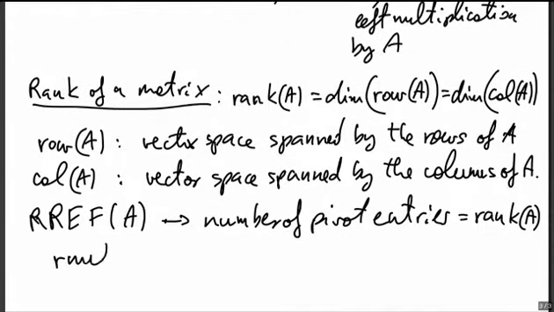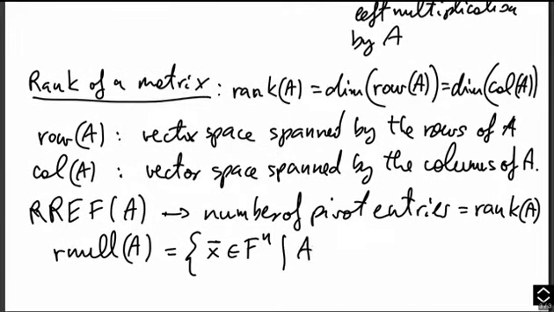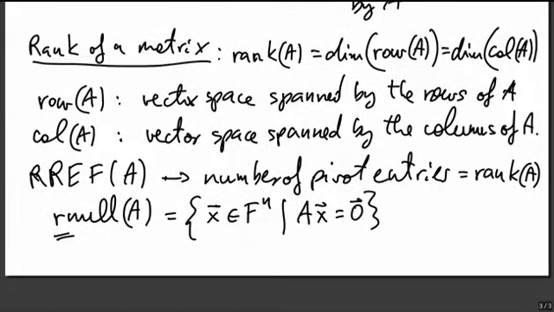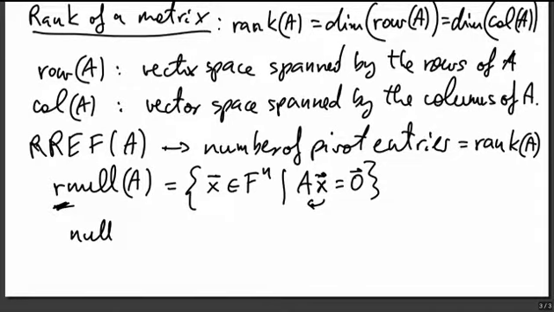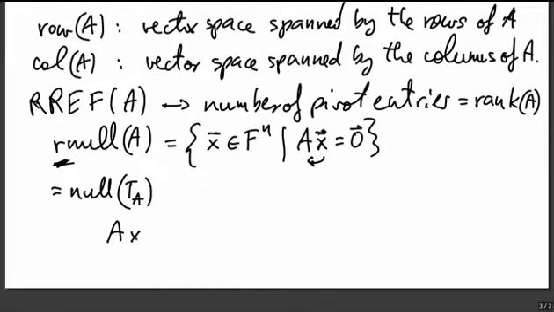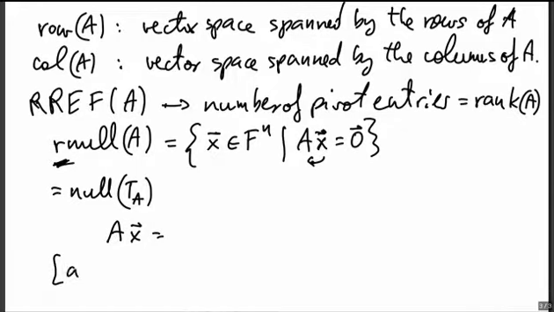The right null space of A is the set of all x vectors from Fn such that Ax equals 0. So it's called right null space because A is multiplied by the x vector from the right. This is the same as the null space of this T transformation. Then when we multiply this matrix with the vector x from the right, one way to write this, if the A matrix has columns A1 to An, then x must have entries x1 to xn.